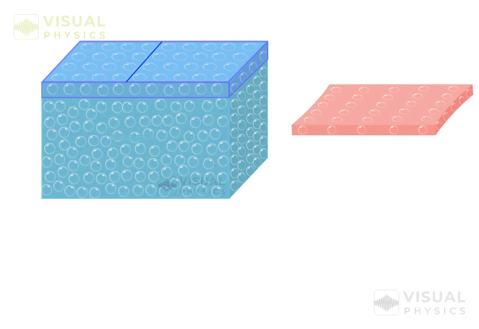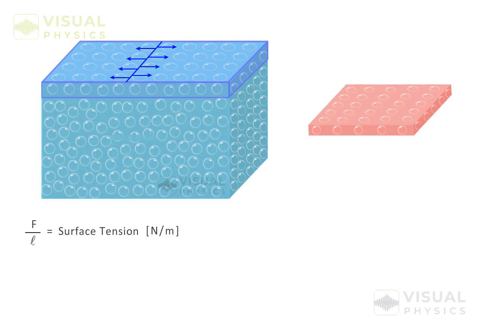So any such section of the surface of fluid is pulling the other. This force per unit length on the surface is called the surface tension and has the units of Newton per meter. Because the surface of a fluid is stretched, it tries to reduce the surface area of the fluid.